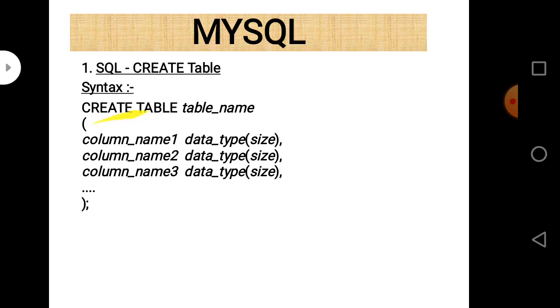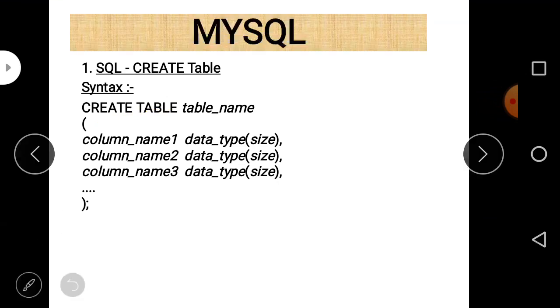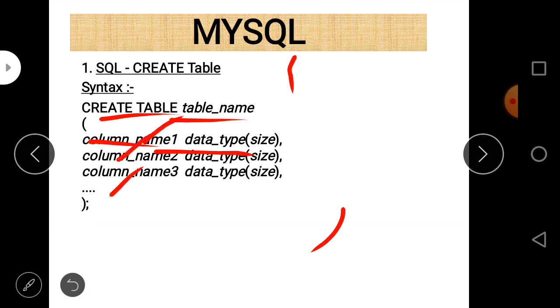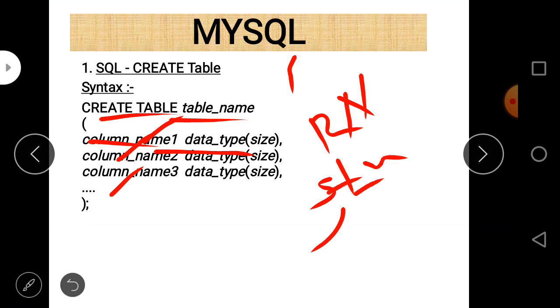Just write create table and then the table name, and after that the sign of parenthesis, and then column name and data type size. So different types of column names are there. You can give it as a name of identifier, whatever you write, just as a roll number. For roll number you can take RN. For name you can take a student name, st name, or student underscore name. So all rules that are used to declare an identifier must be followed.